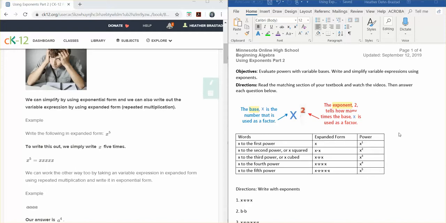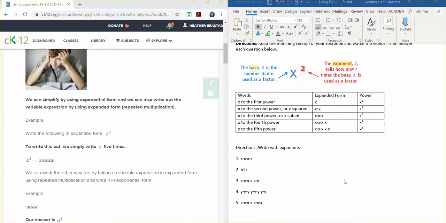You might note that there isn't another column for the value. That's because we can't find the value when the variable is the base. So we don't know what x to the fifth is, like what number it is, unless we say that when x is equal to 3 or something like that. Usually we will just be simplifying these expressions, not evaluating them.